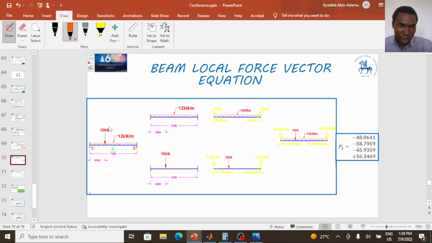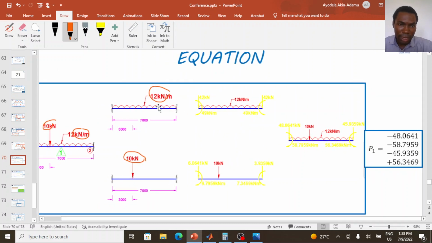This is for element 1. You can see the 10 kilonewton load and the 12 kilonewton per meter load. So what you need to do is divide the load into two, as in you define each load separately. Like this span, I'm considering the 12 kilonewton per meter load. This span, I'm considering the 10 kilonewton load. So you find the equivalent nodal load of this problem, which is defined as this.